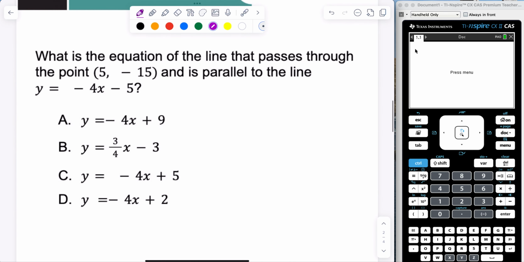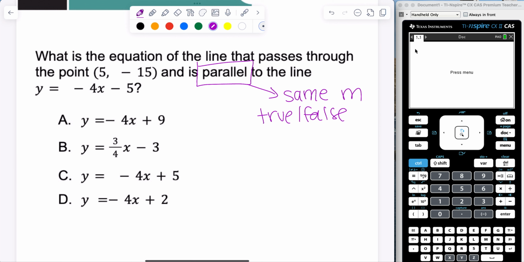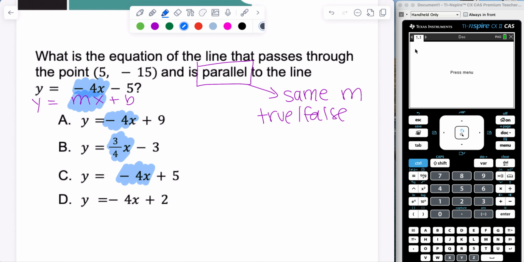So on our first question, it says, what is the equation of the line that passes through the point 5, -15 and is parallel to the line y equals -4x minus 5? Our most important word here is parallel, and that means same m, and we are going to do true, false. This is going to be the easiest way to do this question. So my m, remember, y equals mx plus b, is the number in front of my x, which is -4. For A, -4x. For B, 3 or 4x. For C, -4x. For D, -4x.